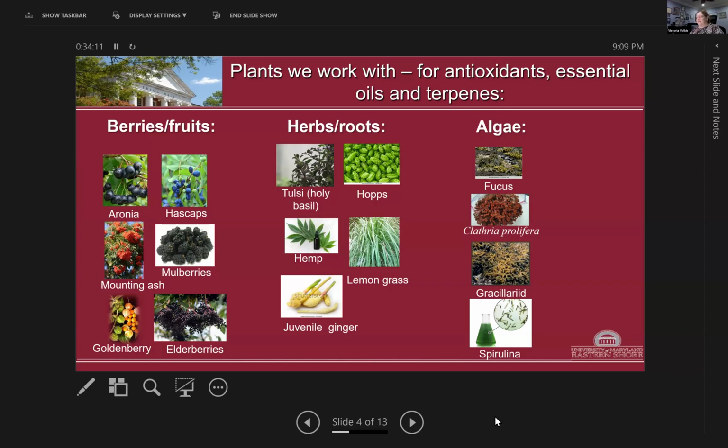When we work with lemongrass, juvenile ginger, and juvenile because, compared to regular ginger that you find on the shelves of the supermarket, juvenile ginger has much higher content of both essential oils and antioxidants.